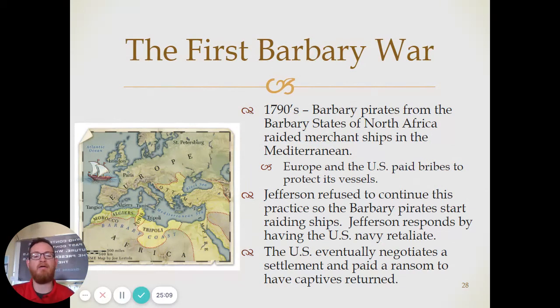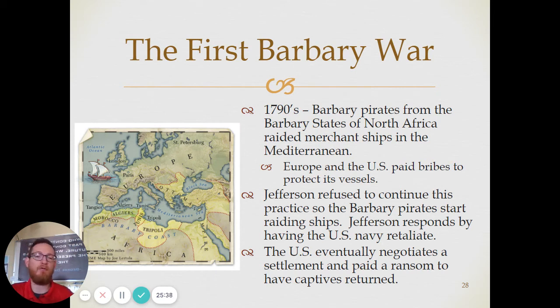So what do the Barbary pirates start doing? They start raiding our ships. Jefferson responds by having the U.S. Navy retaliate. Now, the U.S. Navy would actually be very, very good in this retaliation and would have a lot of success. Unfortunately for Jefferson, one of the people that had been appointed to go over and try to work out some sort of peace with the Barbary pirates would jump to get peace too quickly and eventually give in a lot of concessions.